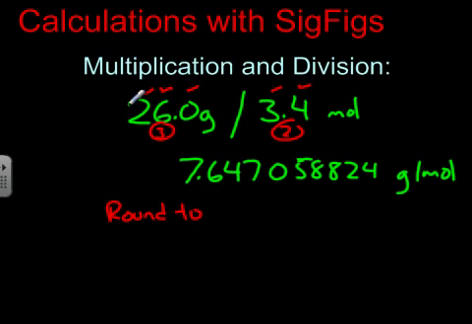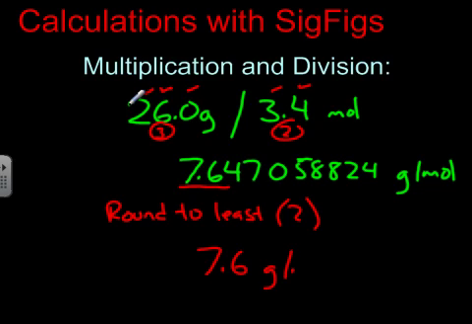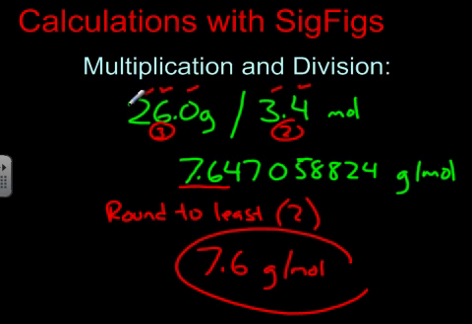So what we do then for multiplication and division, this is most of what we do, is we round to the least number of sig figs. In this case, 2. One of our measurements had 3. One of our measurements had 2. We're going to round to 2. Okay, so we underline that in our original answer, 7.6. Since that's a 4 after the 6, we don't round up, so it just becomes 7.6 grams per mole, and that's exactly where we want it.